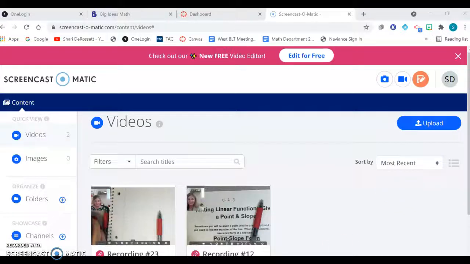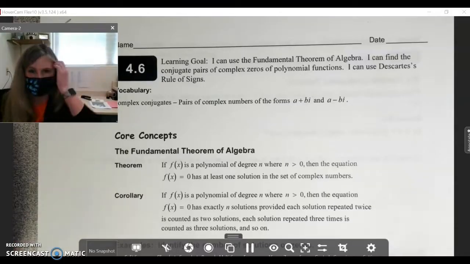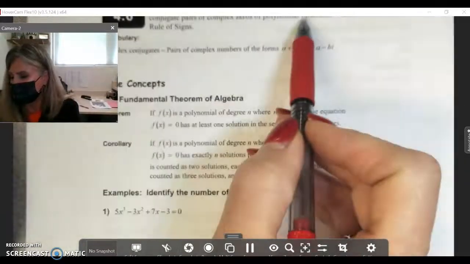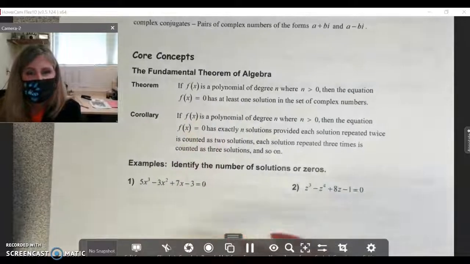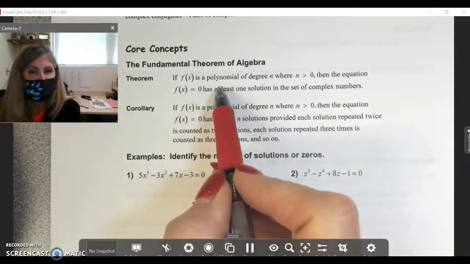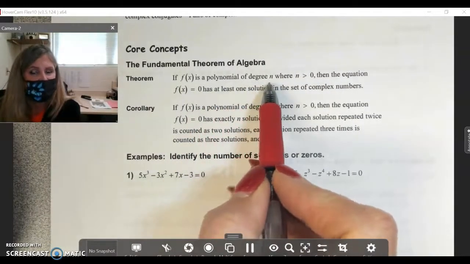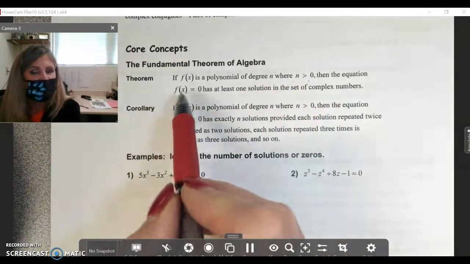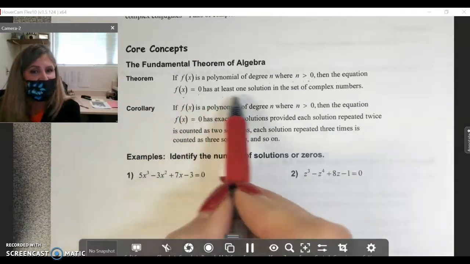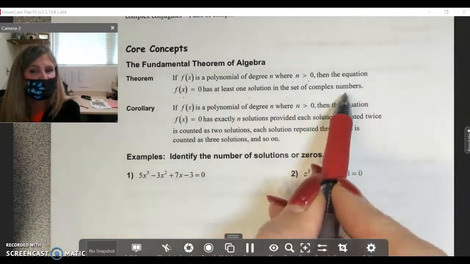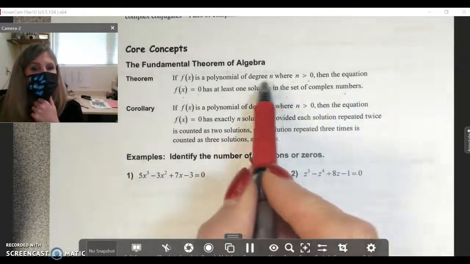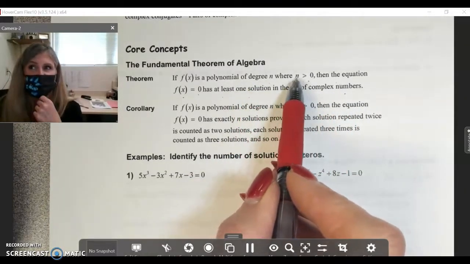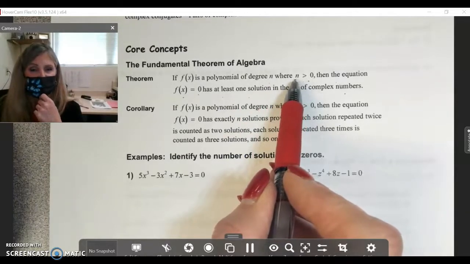Alright guys, so today what we're talking about is just a continuation, like I said. The first thing we're going to look at is the fundamental theorem of algebra. It says if f of x is a polynomial of degree n, where n is greater than 0, then the equation f of x equals 0 has at least one solution in the set of complex numbers. So what this is saying is that we have to have at least one solution if that degree of the polynomial is greater than 0.